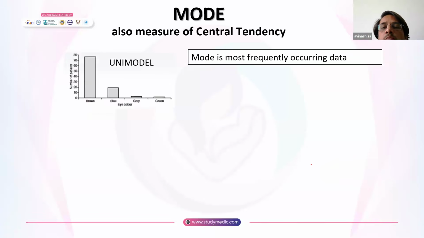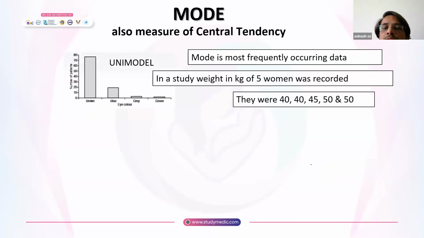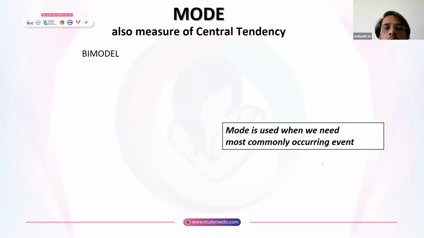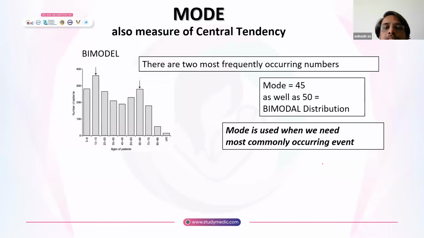Okay, so mode is the most frequently occurring data. Here you can see in the data set 40 and 50 are occurring twice. It's a bimodal distribution. Most of the time it is used to represent most common presentation at delivery, most common type of complications, most common mode of presentation, etc. Most common type of delivery. All these are expressed as modes. As I discussed, it is used when we need the most commonly occurring event.